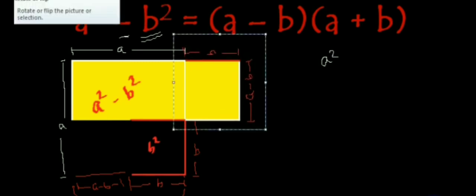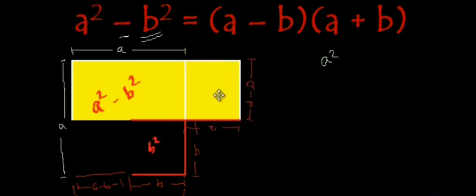And let me flip it again. So this much was b and this much was originally a minus b, right? So since this is b, this is also b. And this makes a rectangle whose length is equal to a plus b, and it has width equal to a minus b.